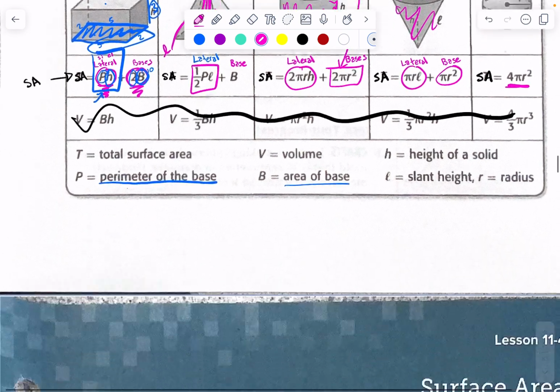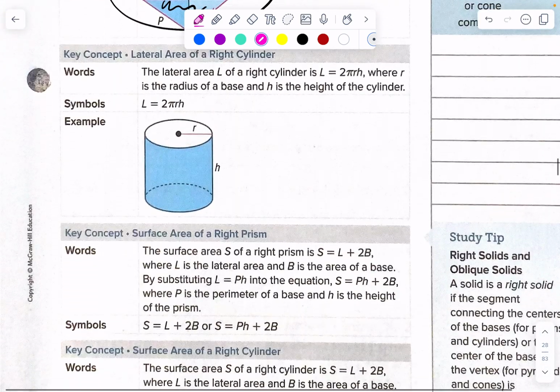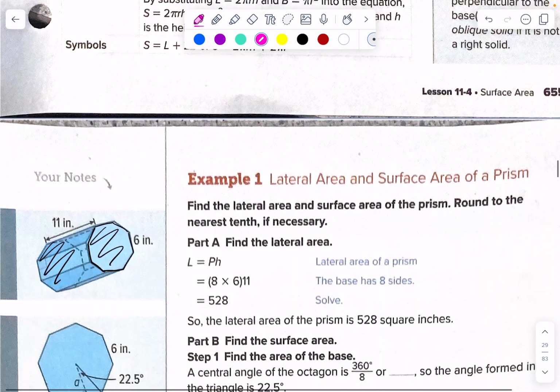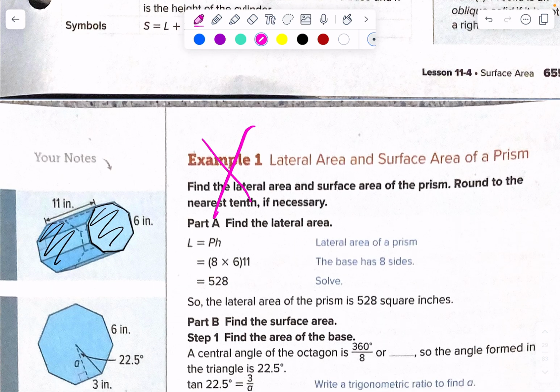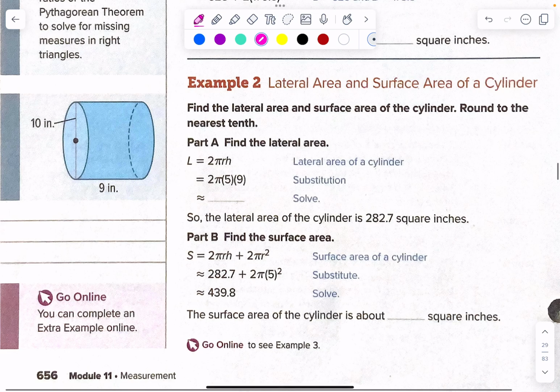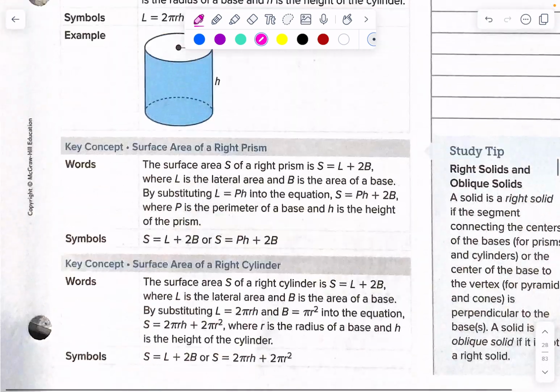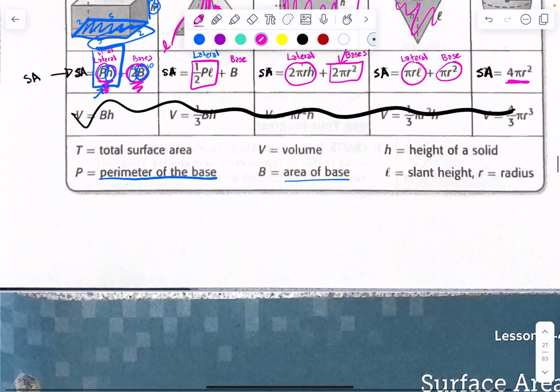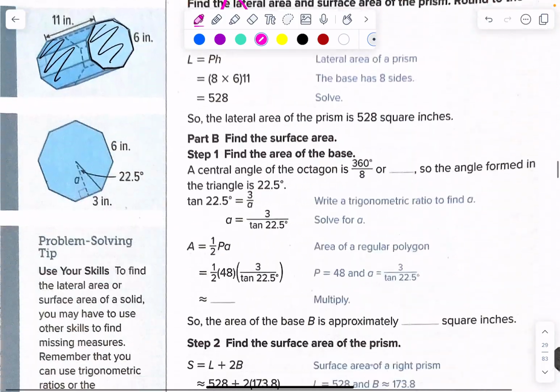So that's surface area. Let's go down and do some questions. I'm going to skip a lot of this because that little chart that we have will do some of that for us. I'm going to skip example 1. Let's go to example 2. Lateral area and surface area of a cylinder. Okay, so for my cylinder, I have surface area equals, let's see, I don't remember what it was. I don't have these memorized, and I don't expect you to either. 2 pi r h plus 2 pi r squared.